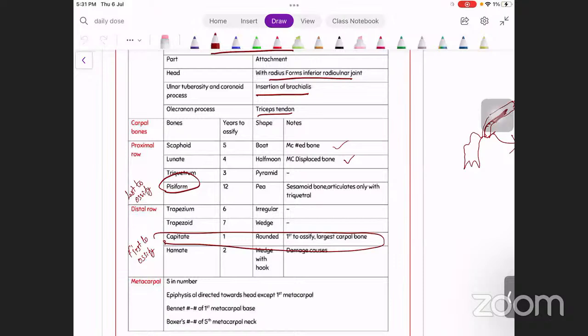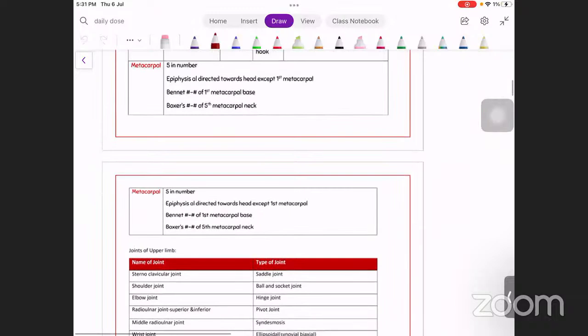Okay, and then you have the hamate. Hamate is a wedge-shaped bone with a hook. And hamate is the bone which takes 2 years for ossification. Then you have the metacarpal bones. They are 5 in number, and the fracture of the first metacarpal is Bennett's, and the fracture of the fifth metacarpal is boxer's.